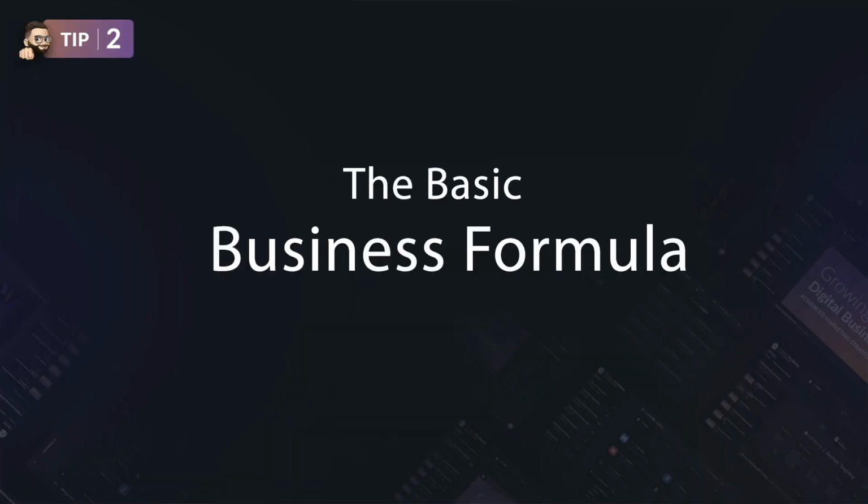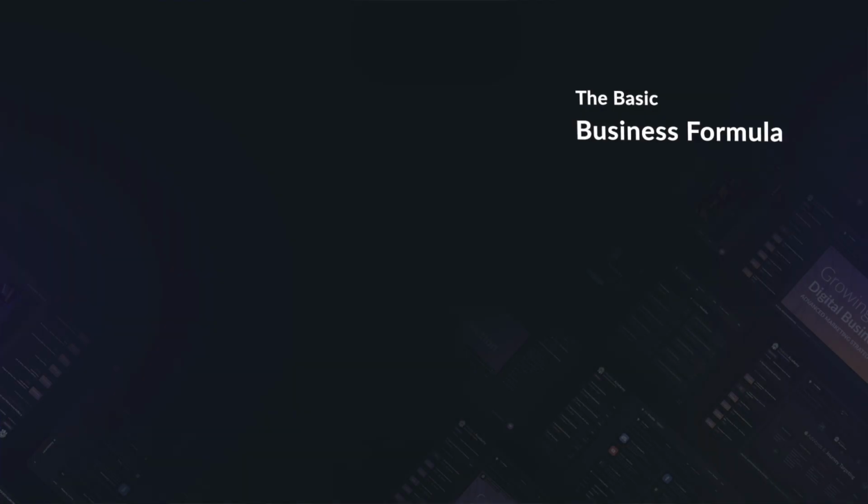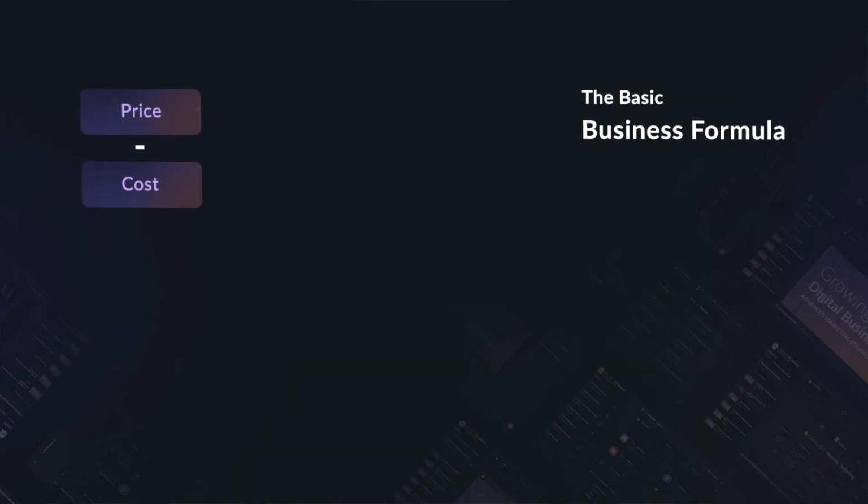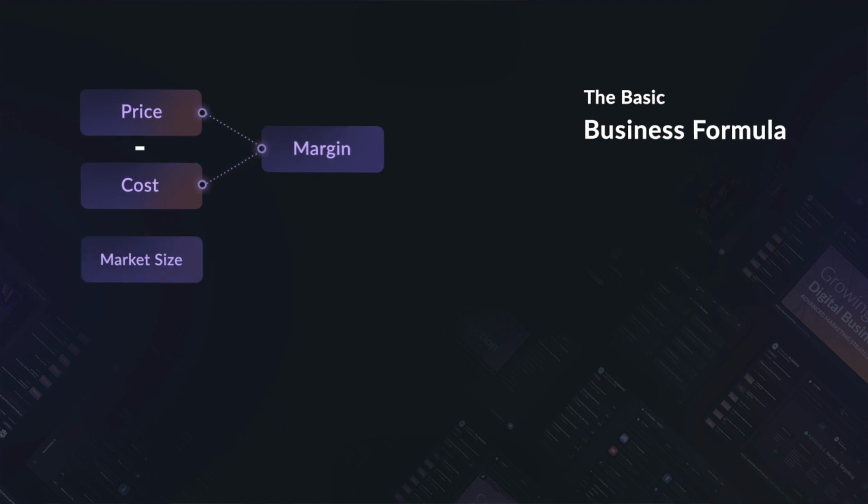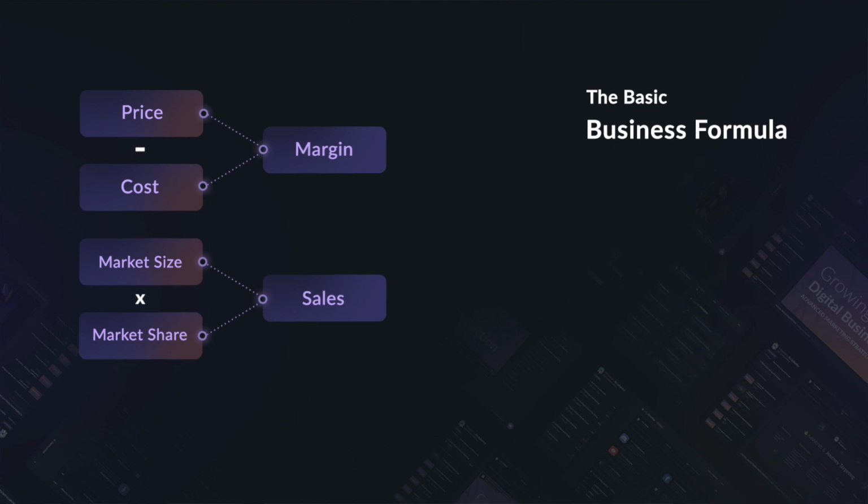Tip number 2 is using the basic business formula to calculate the impact of our business. It looks very simple, but it's actually very powerful. So pay close attention. On the top, we have the price of our product or service, which minus the cost of the product gives us the margin. Then the market size multiplied by the market share gives us the number of sales. And the margin multiplied by the sales gives us the total margin.